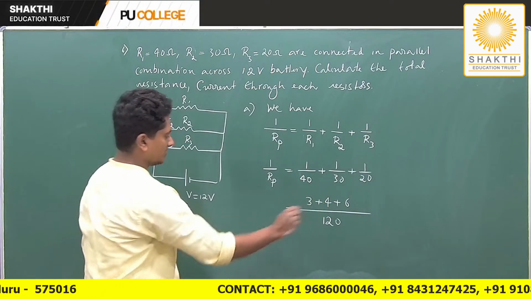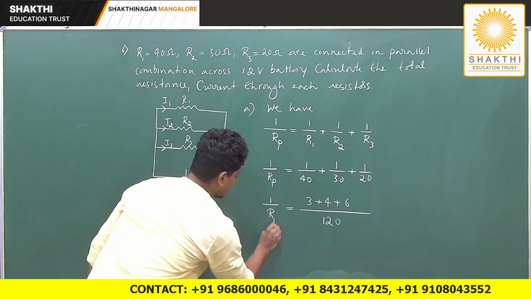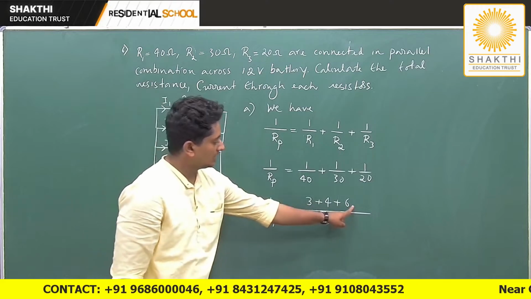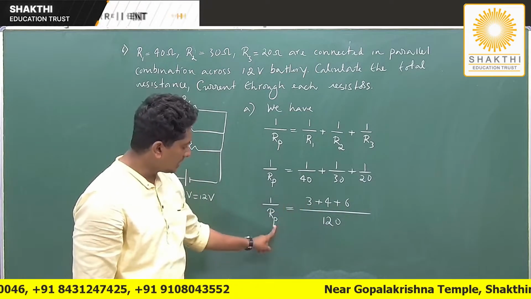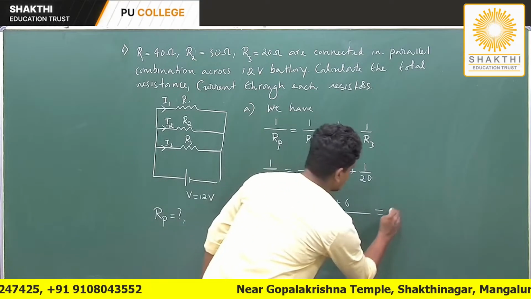Okay. Now simplify this. So this is 1 by RP. Please be careful. So 6 plus 4 is 10 plus 3 is 13. So 1 by RP is 13 by 120.